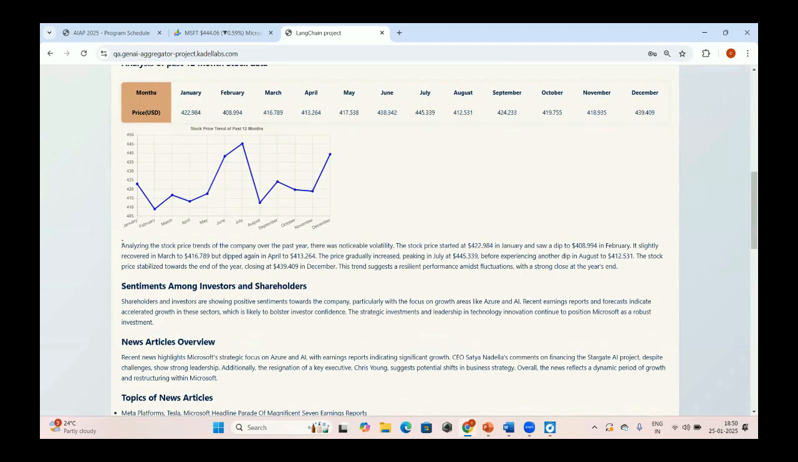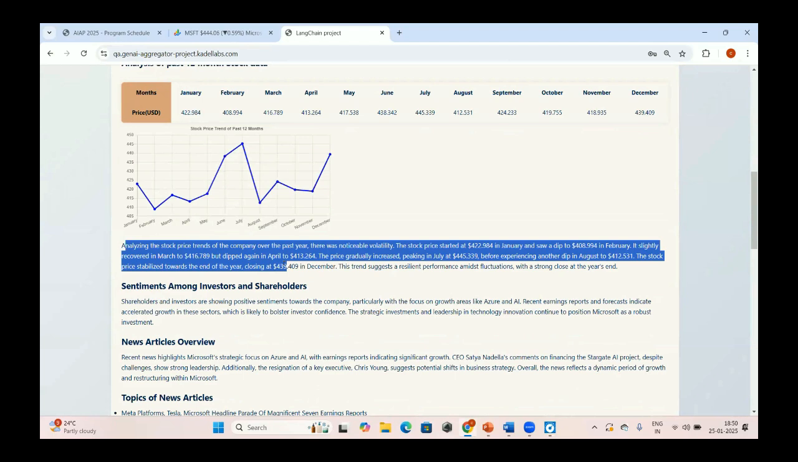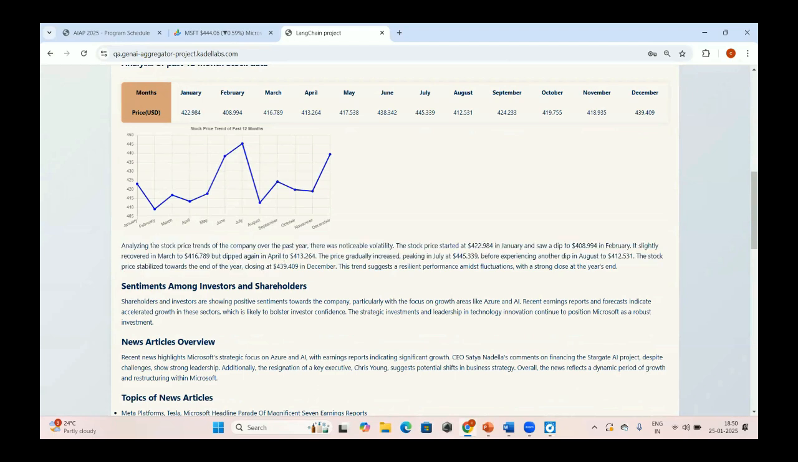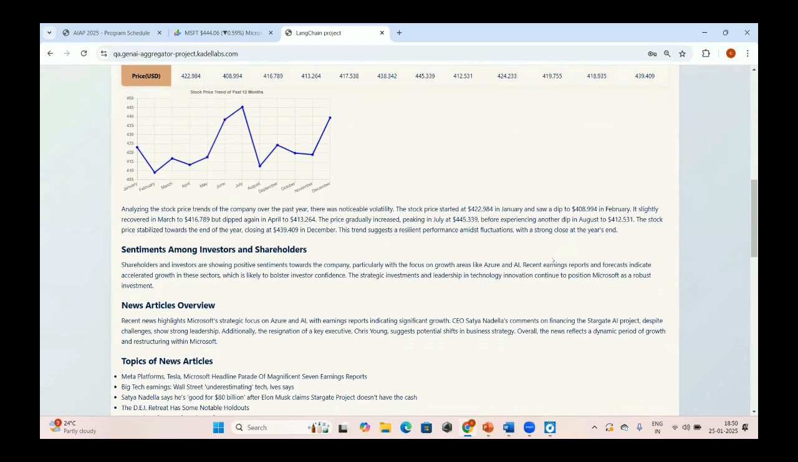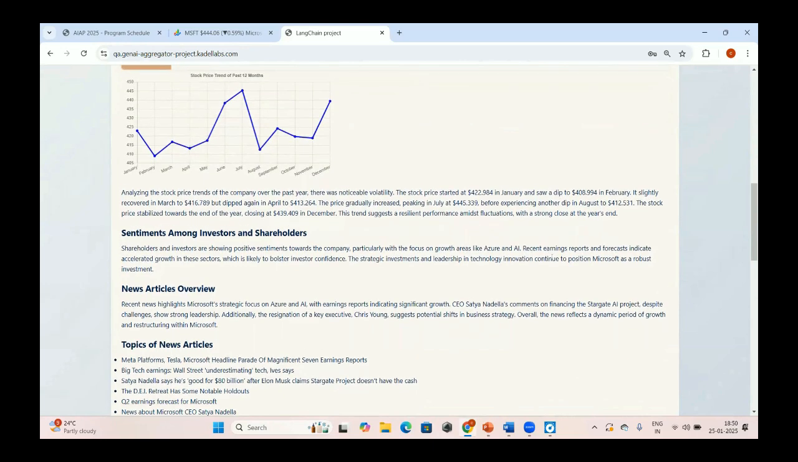So this data that you see here is generated using the language model. It is able to understand, by analyzing the trends, that there was a noticeable volatility. The stock price was low and then it started to dip, and things like that. So this is all generated data and it completely follows the trend, and there are no hallucinations coming in because we are taking the data from Google Finance.